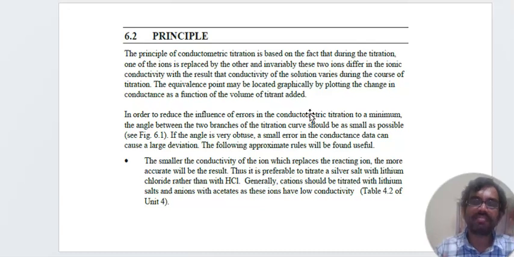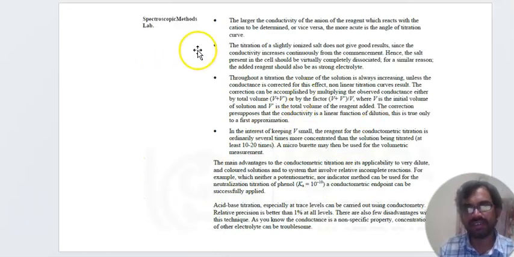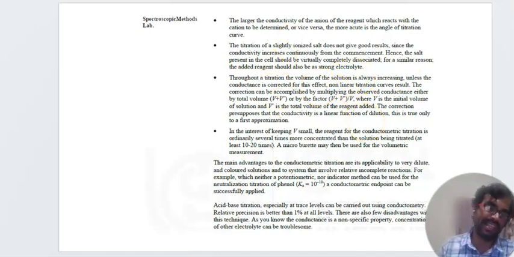So the equivalence point may be located graphically by plotting the change in the conductance as a function of the volume of titrant added. So these are some principles to do the conductometric titration, and this is one of the spectroscopic methods lab, how to do this conductometric titration to find out the conductance in water.